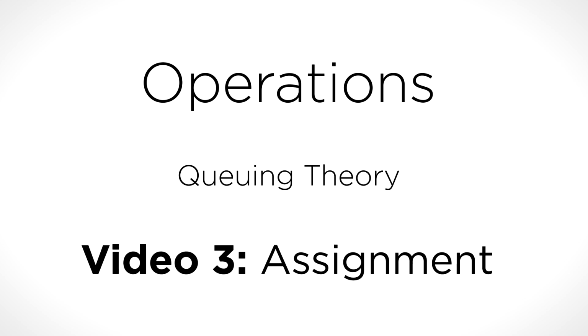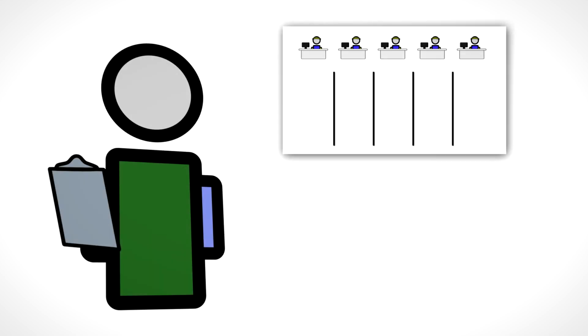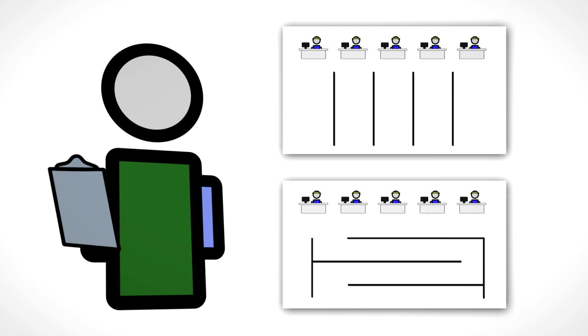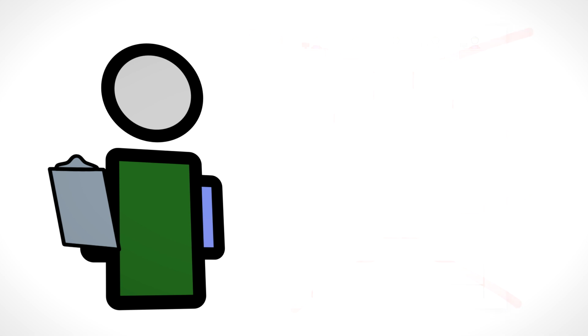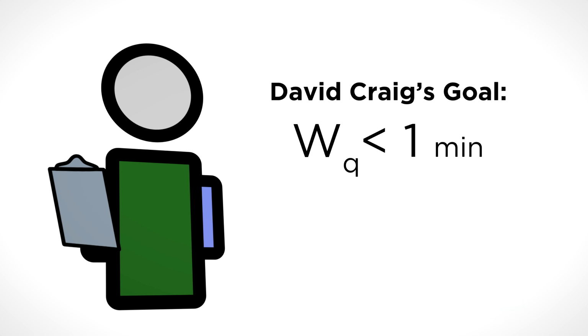Now it's your turn to apply some of the concepts that we just learned, but in a new situation. Suppose that David Craig is now unhappy with the waiting times of customers under either arrangement of lines, either having a line in front of each cashier or a single line in front of a group of cashiers. David Craig's goal now is to ensure that average customer waiting times are 1 minute or less.